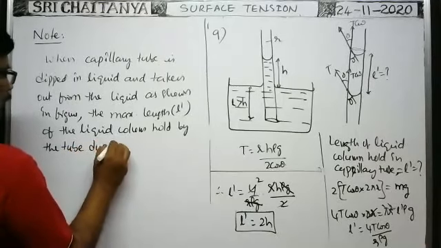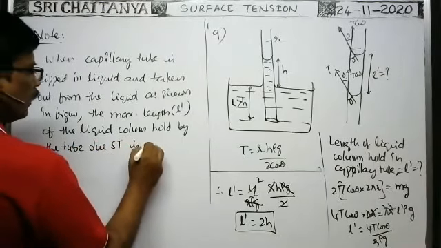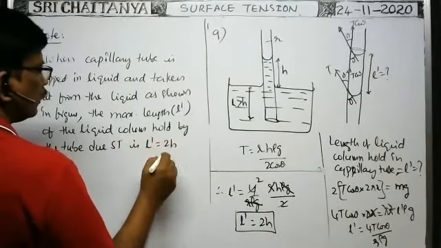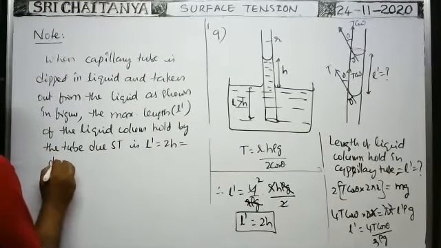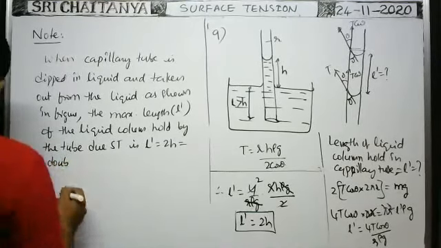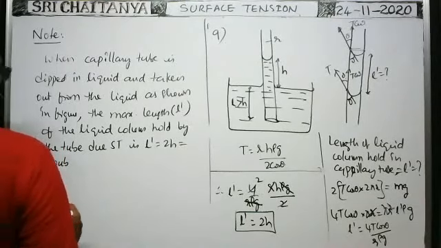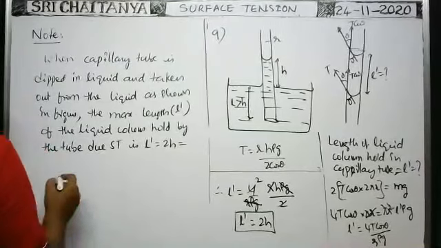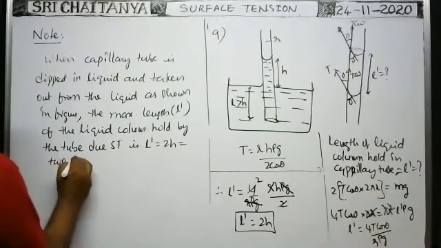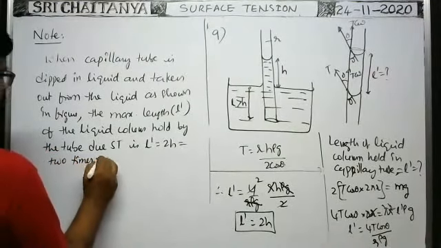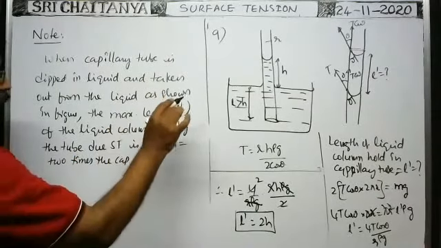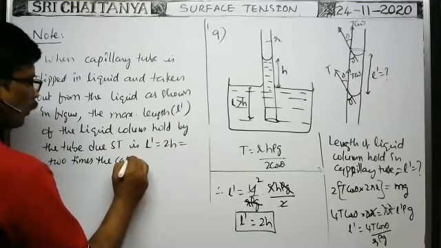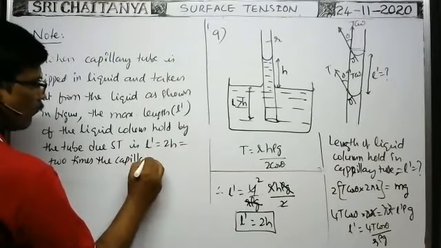due to surface tension, L dash is equal to 2H, that is, double the capillary rise, or 2 times the capillary rise. It is the maximum length of the liquid column held by the capillary tube due to surface tension, 2 times the capillary rise.